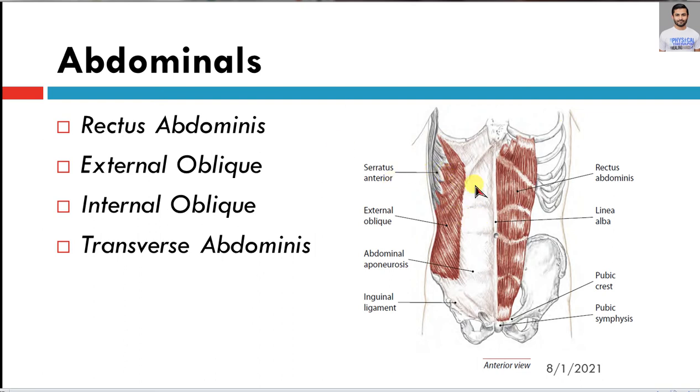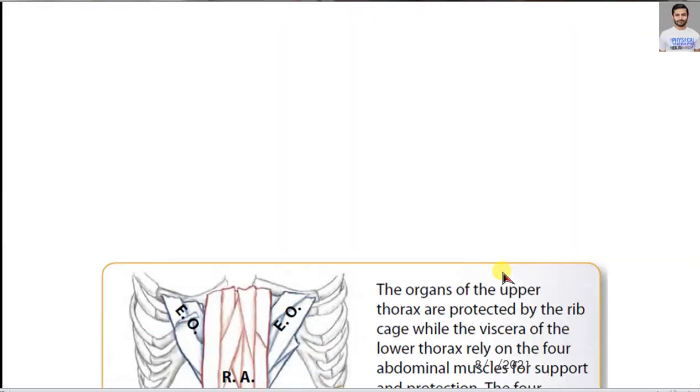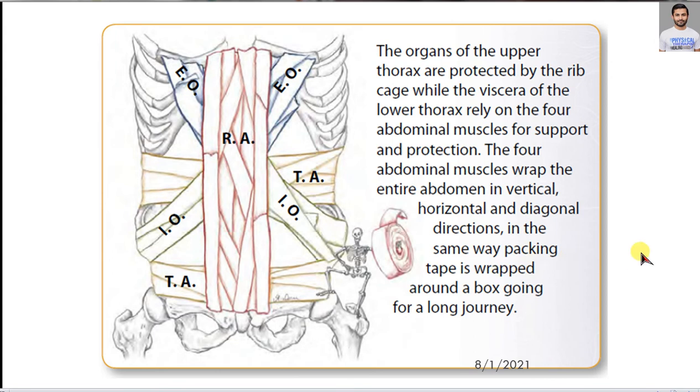So here you can see the external oblique. The internal oblique is deep to this, then the abdominal aponeurosis, the rectus abdominis on the anterior side, and the linea alba can also be seen. Here you can see the orientation of the muscles: external oblique, internal oblique, rectus abdominis, and this is the transverse abdominis. The transverse abdominis creates tension from right to left.